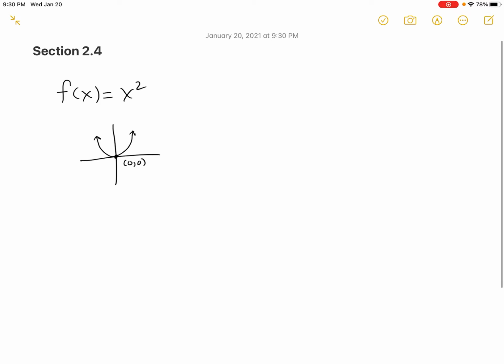As long as we know the general shape and how it moves, then we just take that same general shape and move it to wherever it needs to be, because our goal is to have very quick pictures of what's going on.